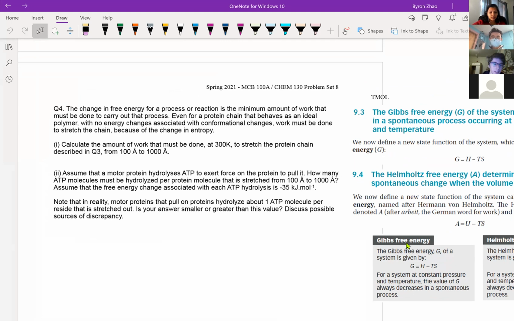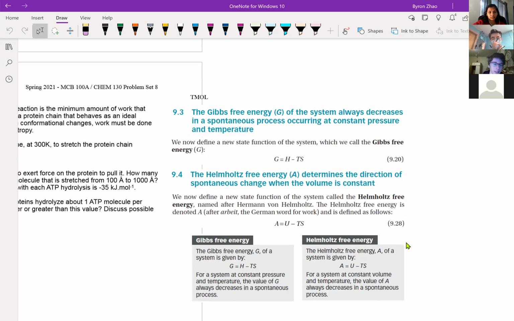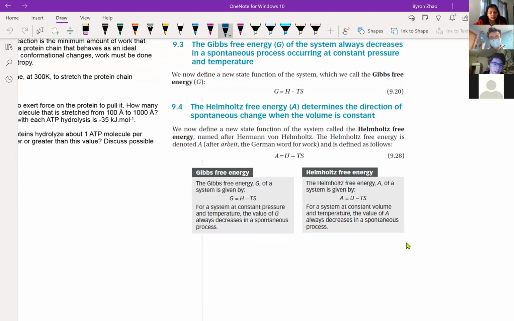So I want to do a quick review on free energy for you all. Remember that we have two types of free energy equation that we're using in this class. The first one is the Gibbs free energy, and the second one is Helmholtz free energy. These two have different assumptions. The first one assumes that dP, which is the change in pressure, is 0, and dT is 0. And for Helmholtz free energy, we're assuming that dV is 0, and the same for T, dT is 0.